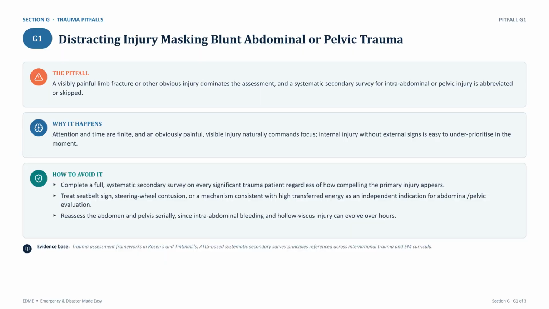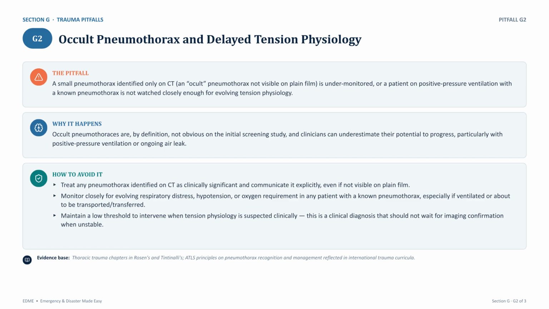Pitfall G1 occurs when a distracting fracture hides blunt abdominal or pelvic trauma. Do not let an obvious limb injury end your assessment. Complete a systematic secondary survey and treat mechanisms like seatbelt signs or steering wheel contusions as independent indicators for further imaging. Pitfall G2 is missing an occult pneumothorax or failing to monitor for tension physiology.